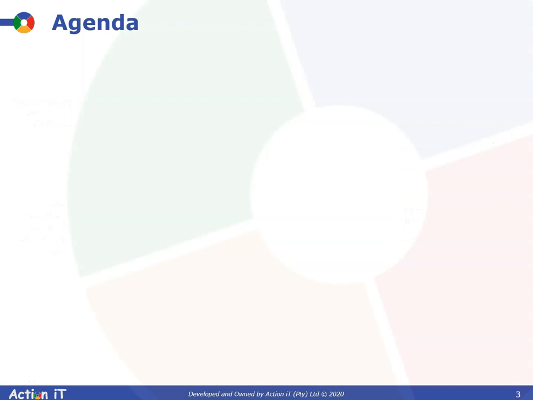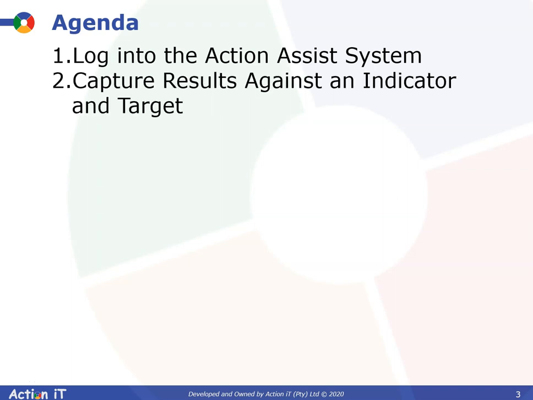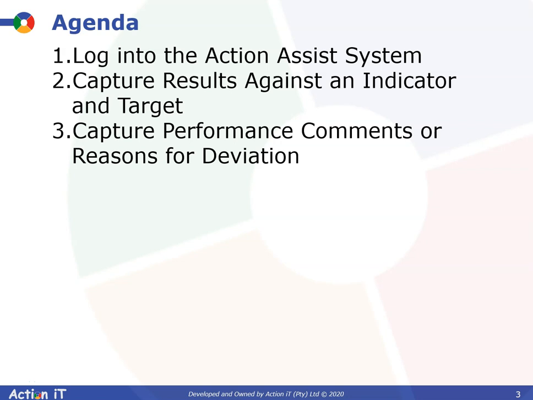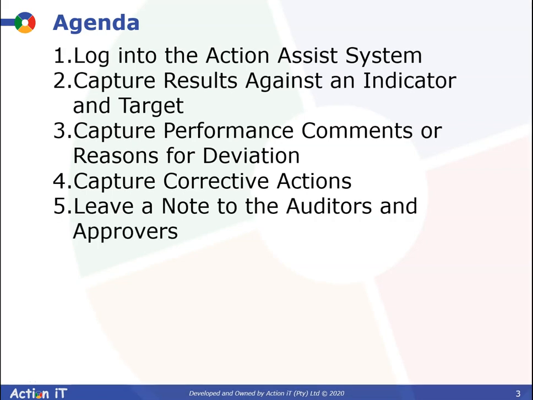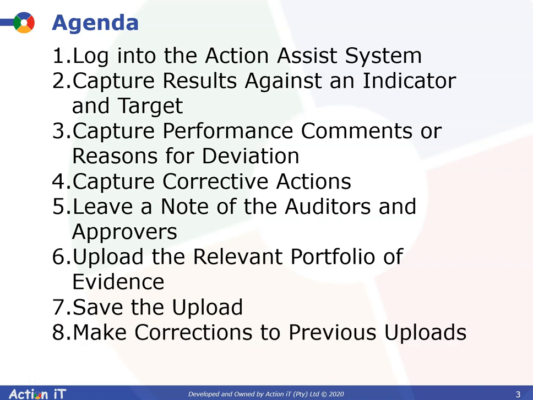After completing this module, the learner should be able to do the following. Log into the Action Assist system, capture results against an indicator and target, capture performance comments or reason for deviation, capture corrective actions, leave a note to the auditors and approvers, upload the relevant portfolio of evidence, save the upload, make corrections to previous uploads, and finally, log a help desk call.